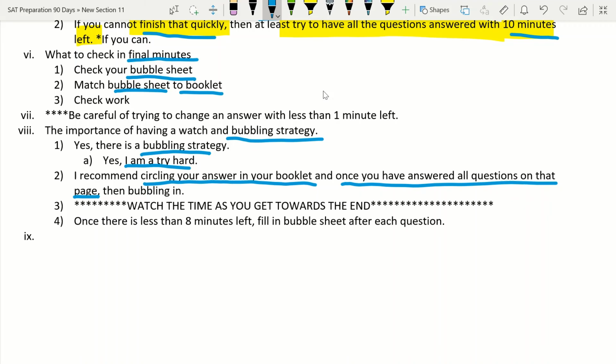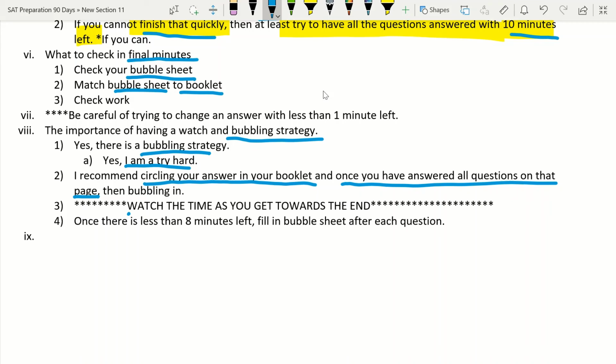So for example, if I was answering questions 1 through 3, they were all on page 1, I went ahead and answered them. Let's say that the order was A, D, A. I just go through, look at my test booklet, I see it goes A, D, A, then I go on my bubble sheet, put in A, D, A, just like that. So by doing that, I'm really saving a lot of time because I don't have to go back and forth between my test booklet and answer sheet as often. So that's what I recommend doing there.